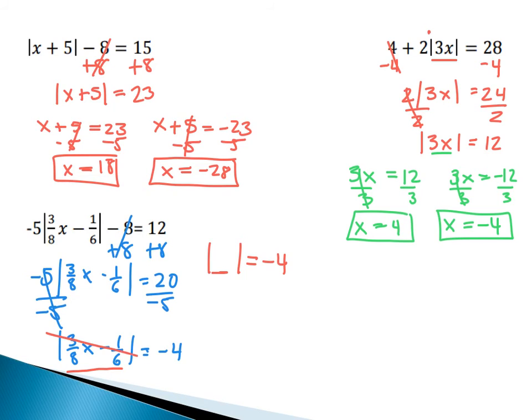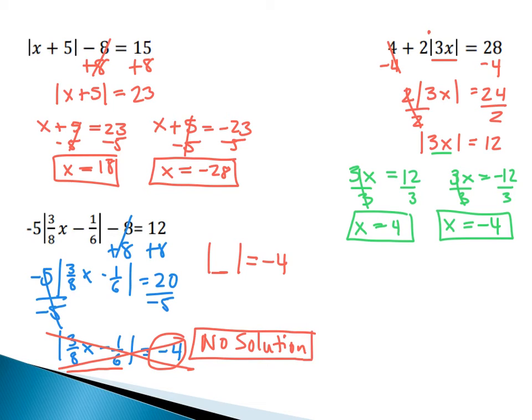So right here, there's no need to solve this. Because if I notice that the absolute value of a number is equal to a negative, I have to recognize right away that this is no solution. Why? Because you cannot take the absolute value of a number and get a negative value.